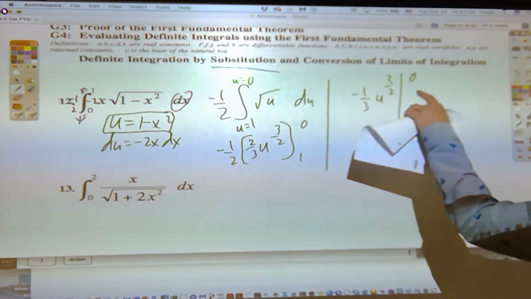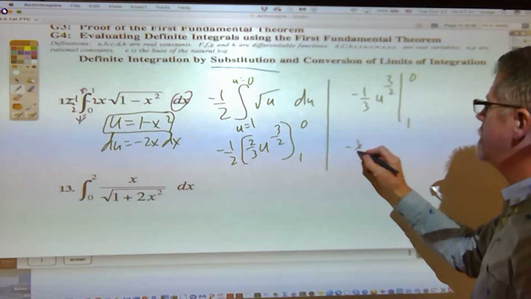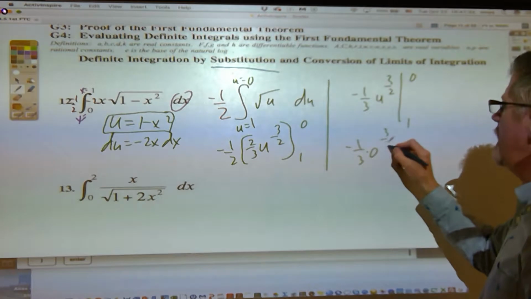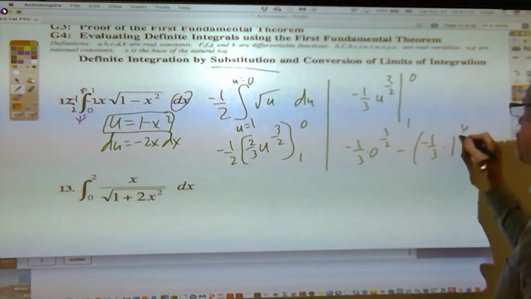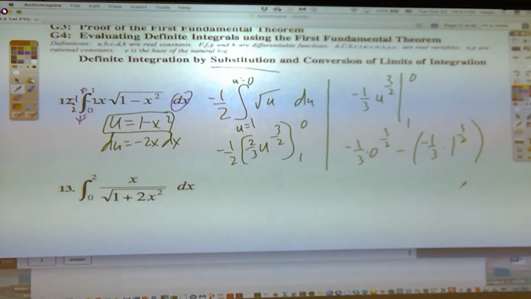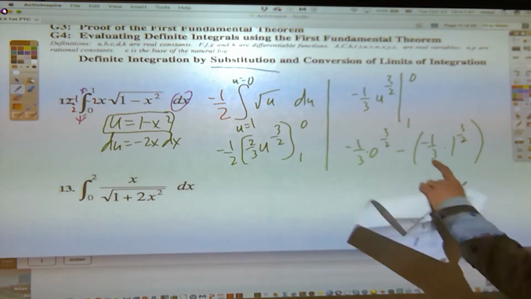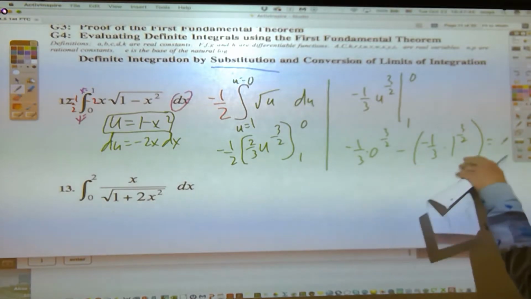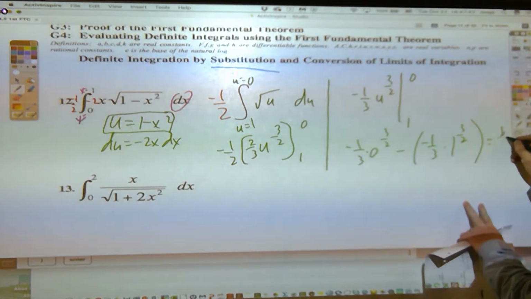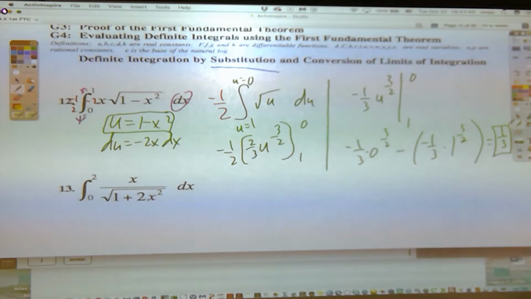That means I'm going to put a 0 in for u first. So it's negative 1/3 times 0 to the 3/2 minus negative 1/3 times 1 to the 3/2. That's just 0 minus negative, which is positive. So we've got 1/3, because 1 to the 3/2 is 1. I believe the final answer is going to be 1/3. And let's confirm that on the calculator.